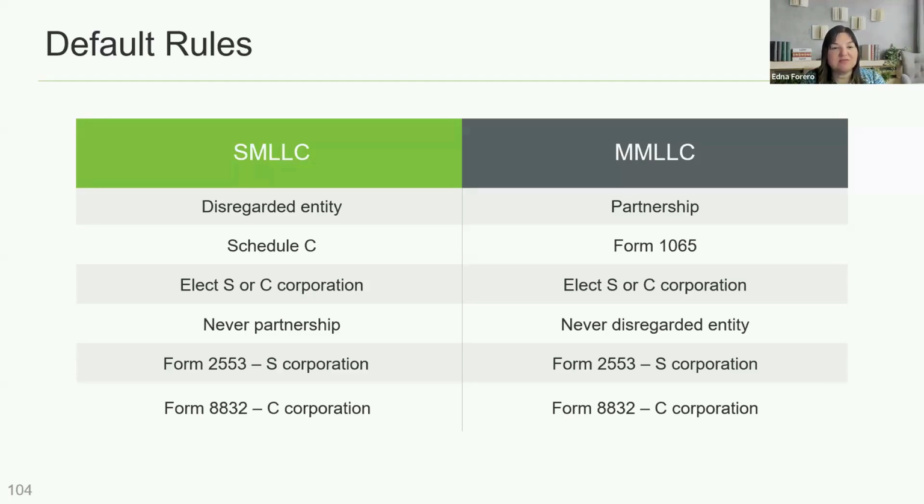We are going to see forms 2553 and form 8832. We're going to do examples of all of these on the 3rd day. We have a really great case study for you. And the multi-member LLCs are going to be a partnership. They're going to have a form 1065, so not a Schedule C for them. They're going to elect S or C Corp, and then they're never going to be a disregarded entity. And again, a 2553 or an 8832 for these.